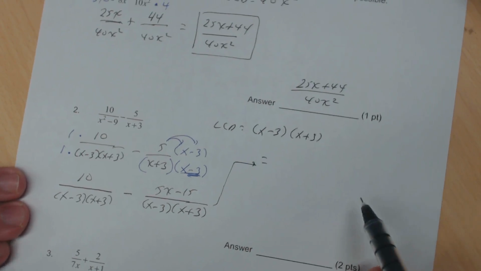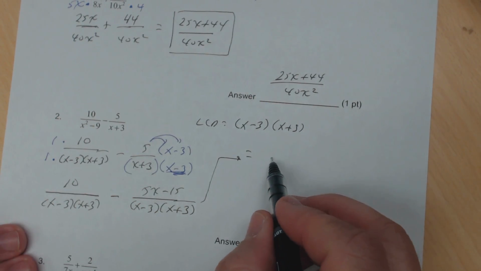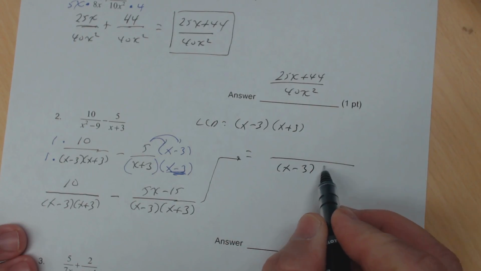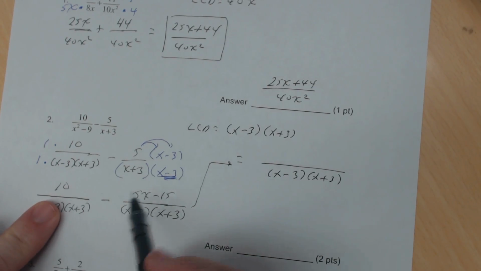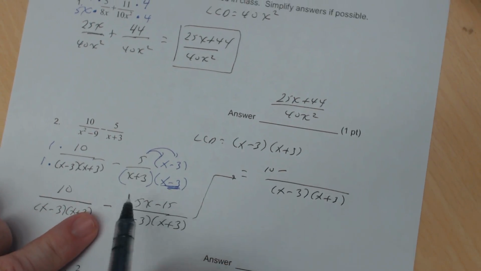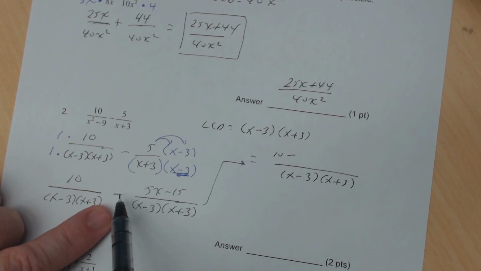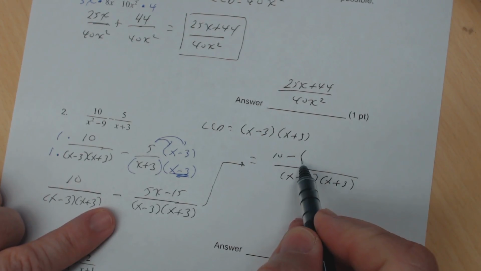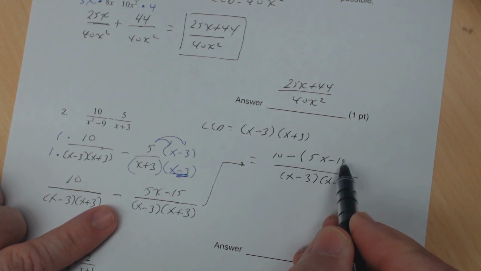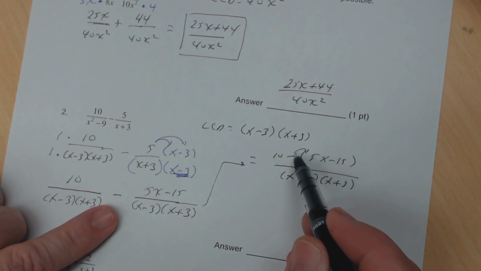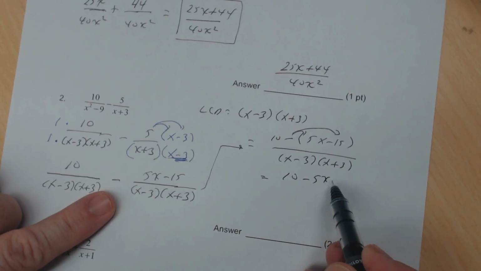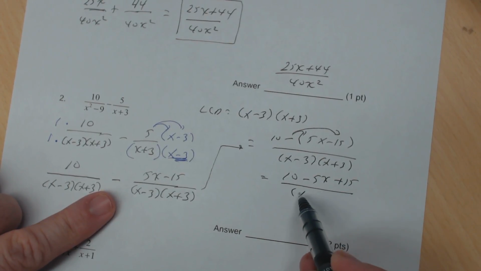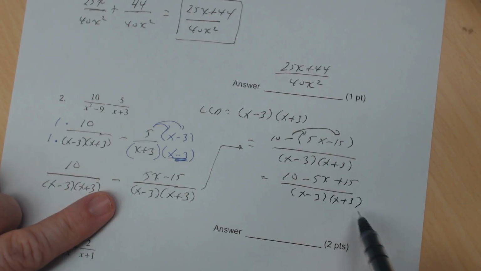Okay, now that's going to equal, and I'm going to write this as one fraction now. So my fraction is going to have that denominator, x minus 3, x plus 3. Okay, so I'm going to get 10, subtract. Now remember, be careful with subtraction. In a previous lesson, you're subtracting all of this. So be on the safe side, put that in parentheses. So you're subtracting 5x minus 15. Now get rid of the parentheses, so distribute that negative 1 through there. I'm going to get 10 minus 5x plus 15 divided by x minus 3 times x plus 3.